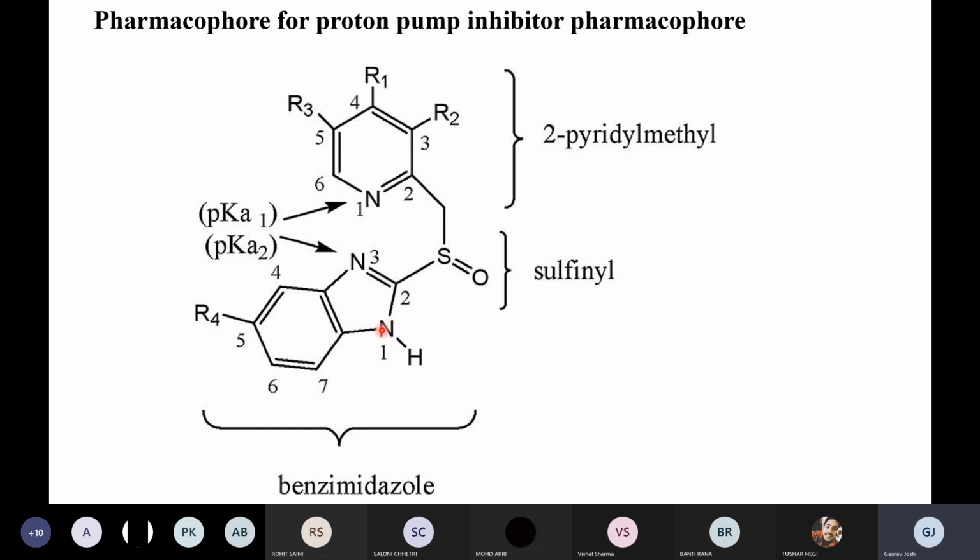Because this is in tautomerism, imidazole. You all remember this thing, right? So the important pKa1 site is in the pyridine ring, and the second is on the benzimidazole ring, right? Basically the pKa sites are the sites where the proton can attack, right?